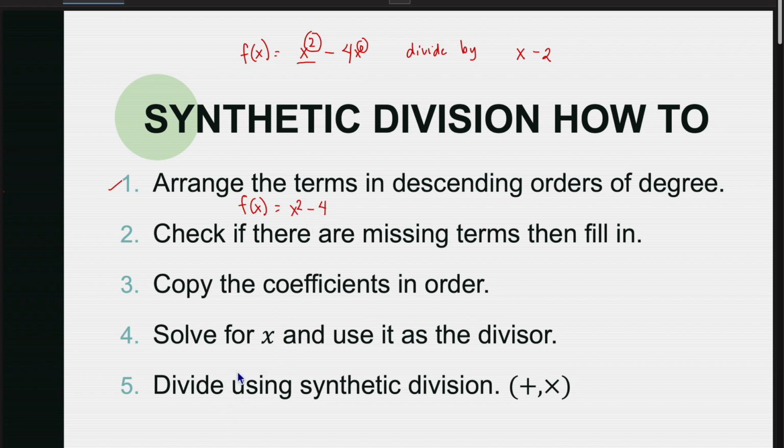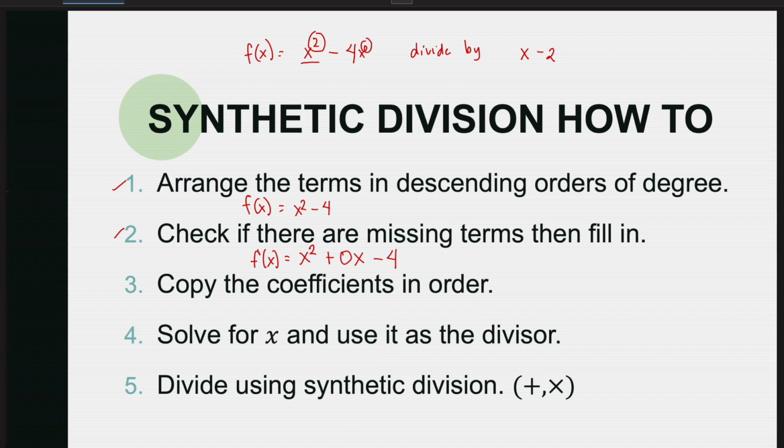Second, we have to check if there are missing terms. At kung merong missing na term, i-fill in natin. Anong ibig sabihin yan? Kung nagsimula tayo kay x squared, dapat kompleto hanggang x raised to 0. So in this case, nawawala yung ating x raised to 1. Okay? So i-fill in natin siya by plus 0 times x raised to 1 minus 4. Ito yung x raised to 0 natin. So, kumpleto na tayo. Merong x squared, x raised to 1, and x raised to 0.